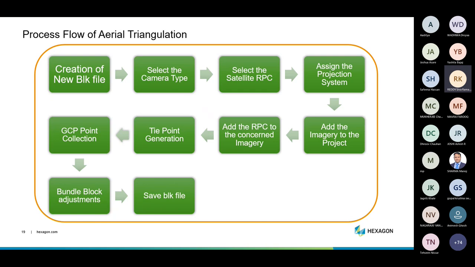Then we have to add our stereo imagery. Then we have to add the RPCs. Then once we create the aerial triangulation, by using that we have to collect the GCPs. Then finally, bundle block adjustment is nothing but triangulating our block file to make it more accurate. Then finally, we have to save our block file.